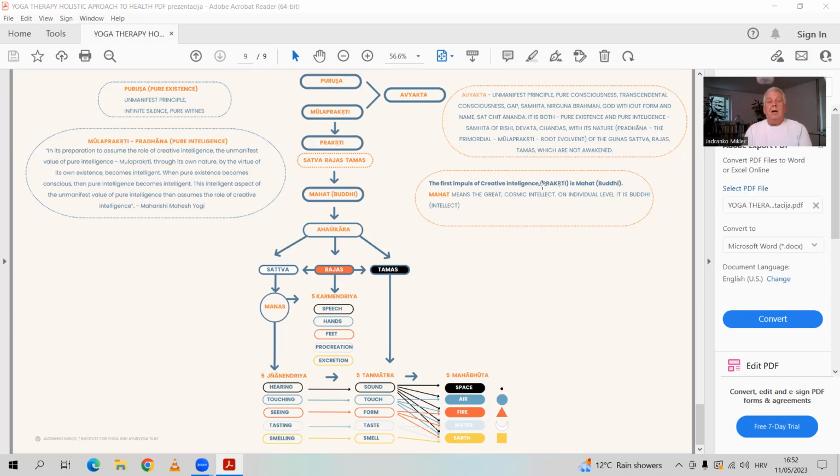Avyakta as unmanifest principle or pure consciousness, transcendental consciousness, gap, we can also give the name, or samhita in the Vedic terminology, or nirguna Brahman, or God which is without form and the name, or Satchit Ananda. So this is that level of life which is the basis of everything, which is unmanifest, but it is consciousness, it's pure consciousness. Because of that, it has its own existence. That avyakta has its own existence and has its own intelligence, because it is consciousness.